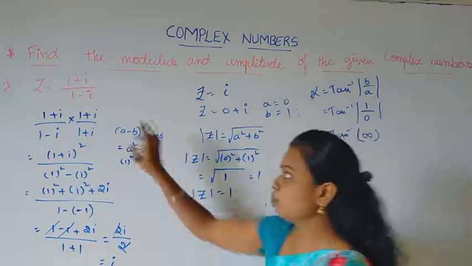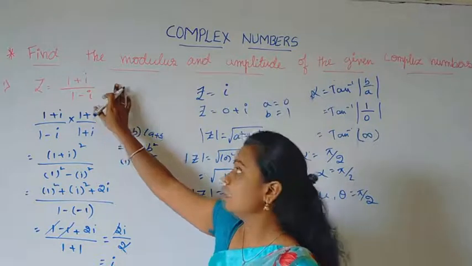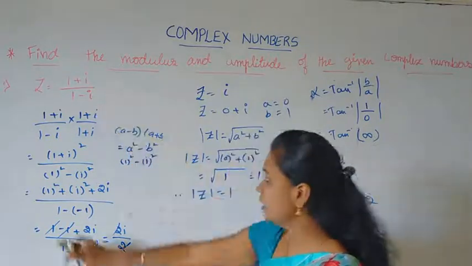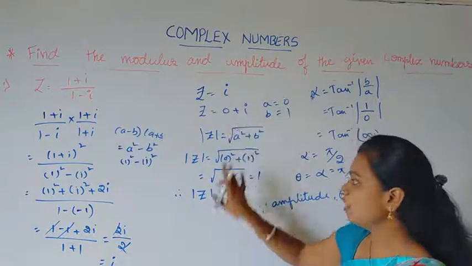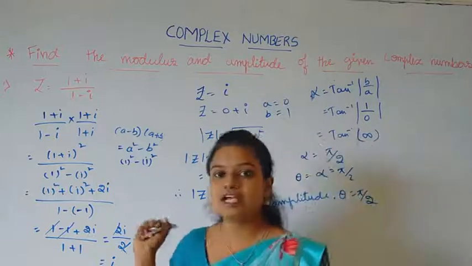If the given problem is not in the form of a plus ib, first you have to convert the given complex number into a plus ib form, then you have to find the modulus and amplitude like this. Okay, so the continuation of this topic.